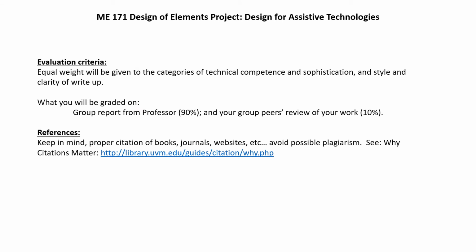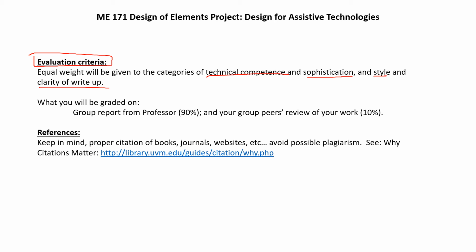So the next thing I want to discuss is the evaluation criteria for these group projects and reports. Within this, equal weight is going to be given to the categories of technical competence, sophistication, style, and the clarity of the write-up. Style and clarity of the write-up ties back to when we talked about the groups and having this be a coherent report. As I'm reading through this, it should seem as if one person wrote it. You're not changing terminology. It's easy to read through and understand what's going on.